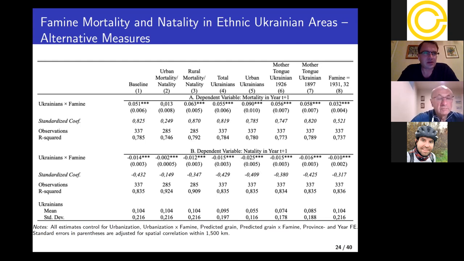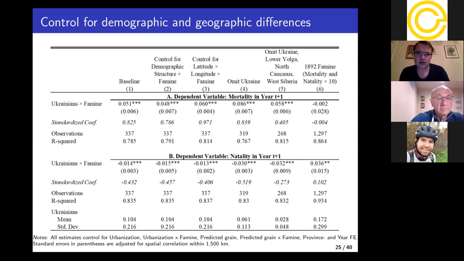Of course, you could have concerns about how well mortality is measured. If you have a huge famine, normally the registration system is destroyed, or at least starts to work less well. So what we do, we try to look at natality as a different indicator of demographic process. And in famine years, natality normally goes down. Panel B presents exactly the same results as panel A, but with natality as a dependent variable. Next, we control for demographic and geographic differences.